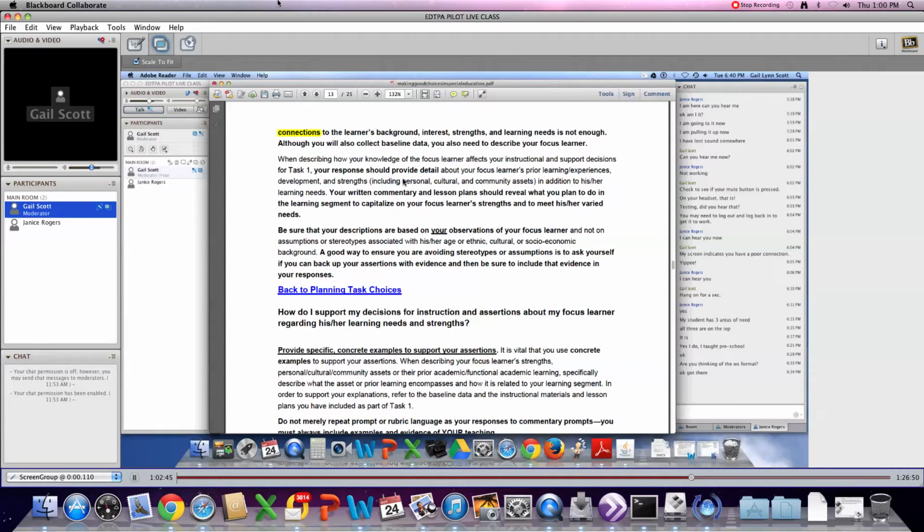Now, here's what I think needs some explanation. The personal, cultural, and community assets. Personal. What's going on in the family? Are there siblings that help a lot with the student's homework? Are both parents present in the evening? So what kind of resources does this family have? And you need to find that out. Okay, and this is your focus student. Not every student in your classroom. You would as a teacher, but for the purpose of this assessment, you're doing your focus student.